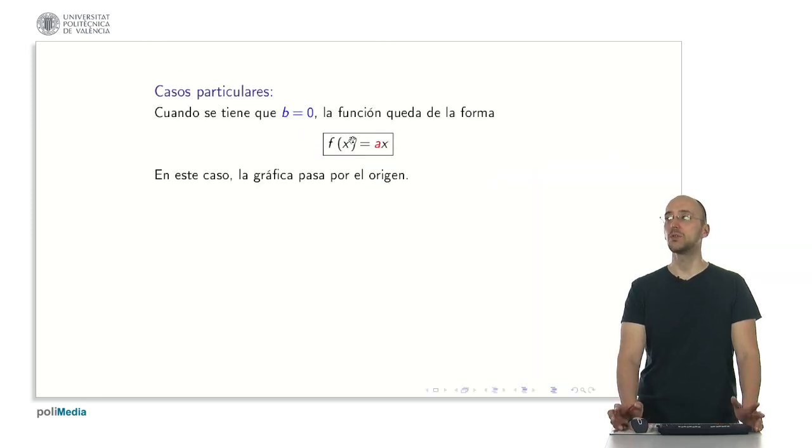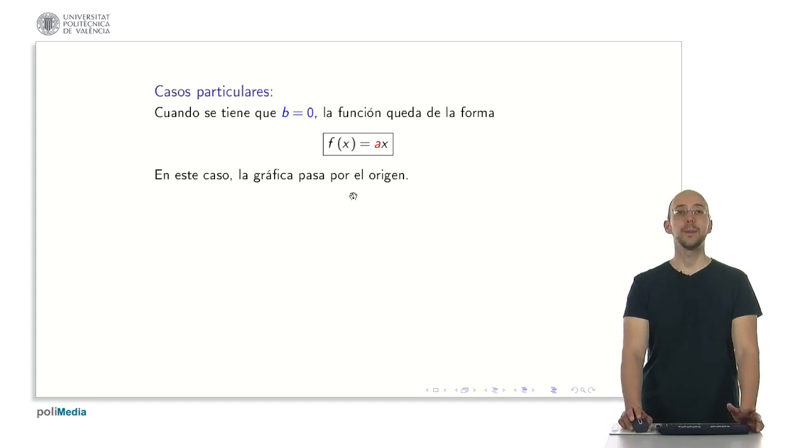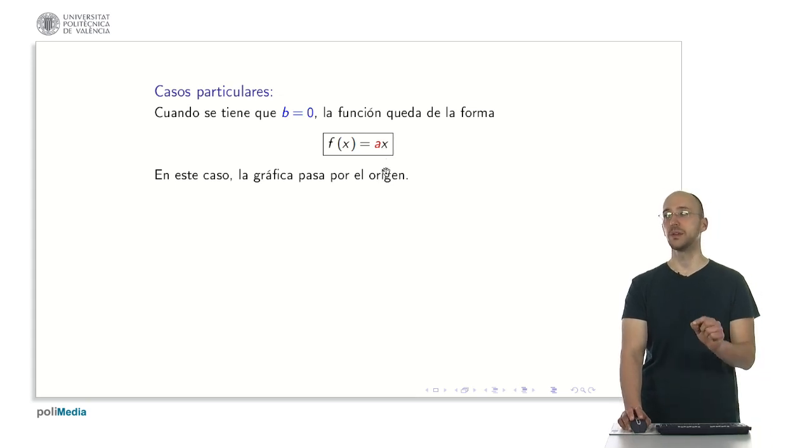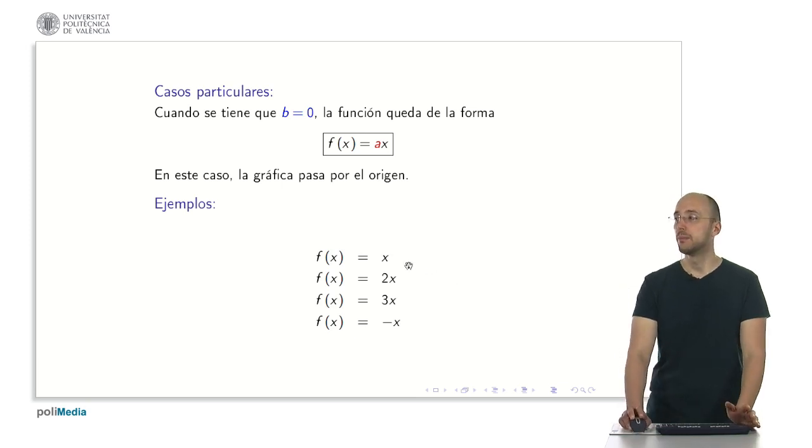That is, when we have functions of the form ax. In this case, the graph passes through the origin, obviously. If I set x to 0, the product of 0 and any value of a is 0, so it passes through the point (0, 0). In other words, all functions of this form pass through the origin. Some examples of these functions, here you have them.